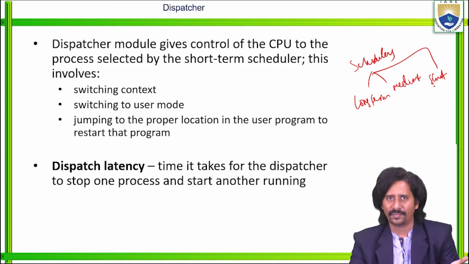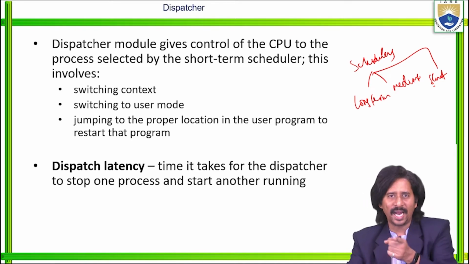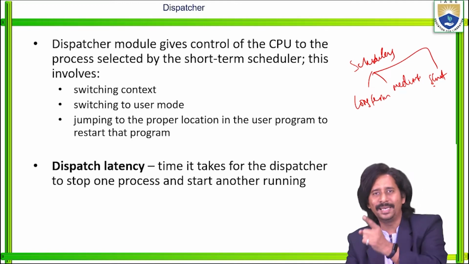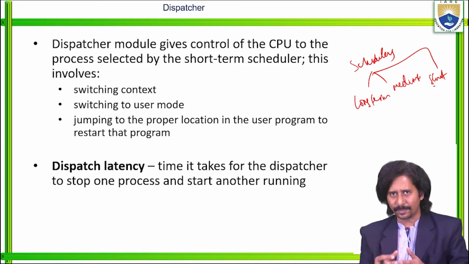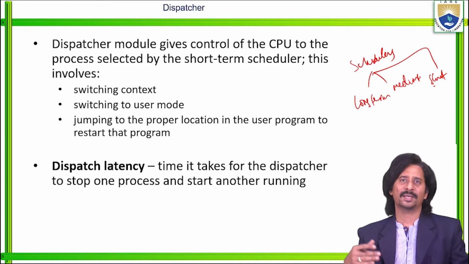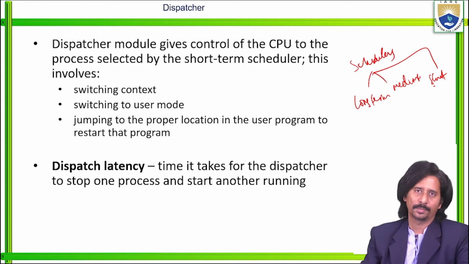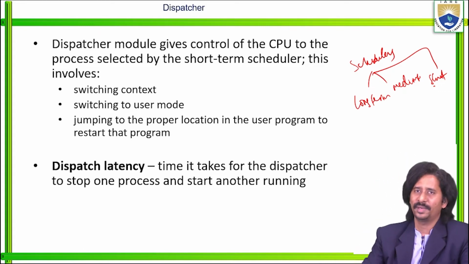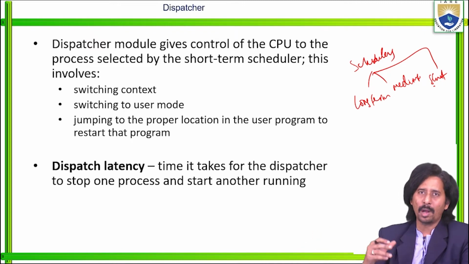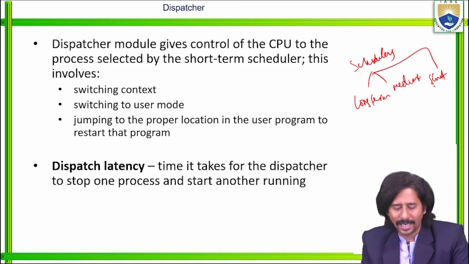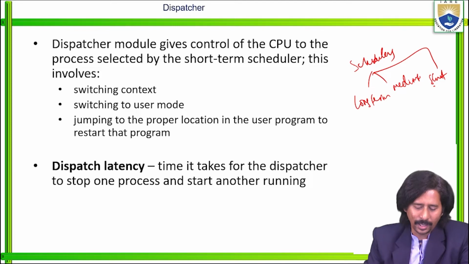After some particular period of time, now the processor can accept the same process P1 and it starts execution from 4th millisecond, not from the 1st millisecond. So it starts execution from the 4th millisecond. So that is here we can call it as a switching context. Then switching to user mode. So we have kernel mode as well as the user mode. Then jumping to the proper location in the user program to restart that particular program. So this is the purpose of the dispatcher.